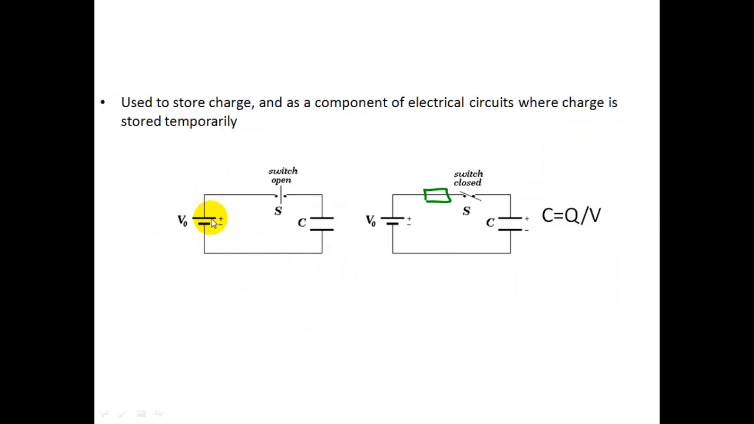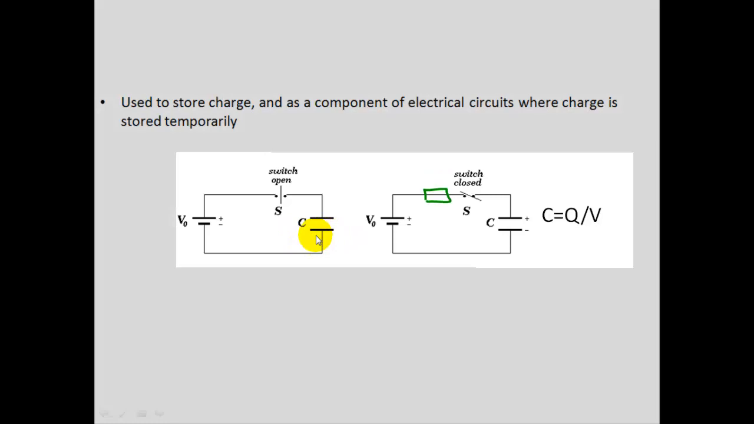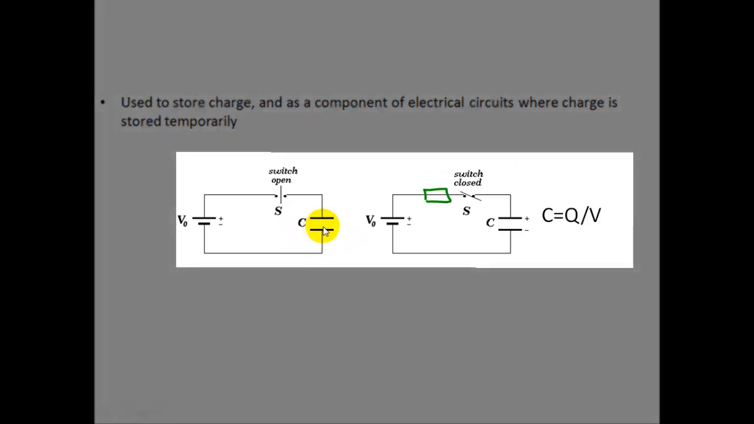This is a voltage, this is a cell. You close the switch and this side will become positive, this side will become negative. And the amount of charge that it supplies, that it's able to store, depends on the capacitance of this capacitor and on the voltage that's applied.